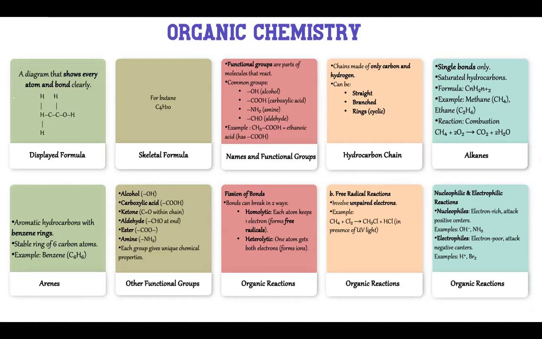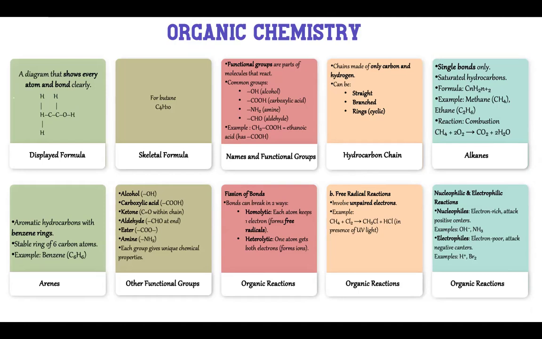The hydrocarbon chain is made of only carbon and hydrogen, and it can be in the form of straight, branched, or ring, cyclic. And let's look into the alkanes. Alkanes have single bonds, saturated hydrocarbon. The formula is CnH2n+2. An example, methane, which is CH4, and ethane C2H6.